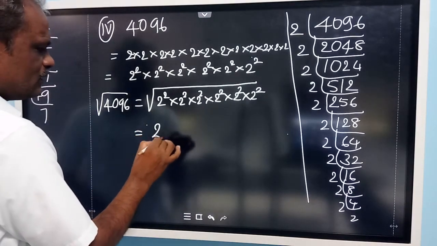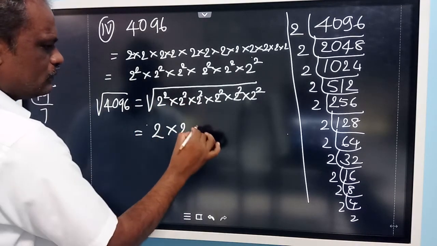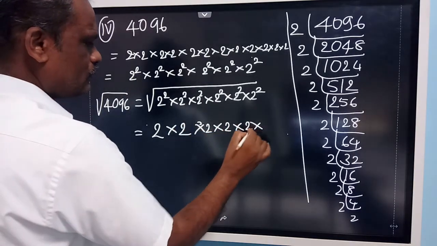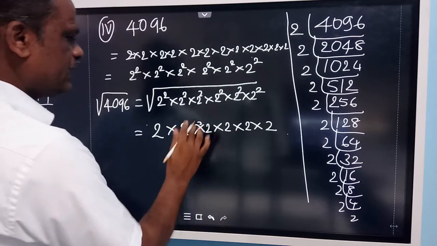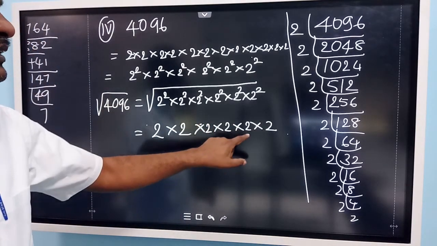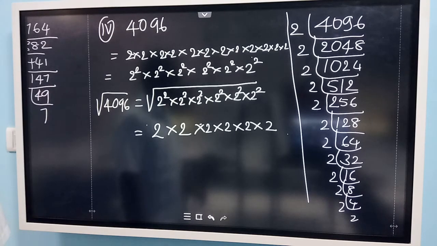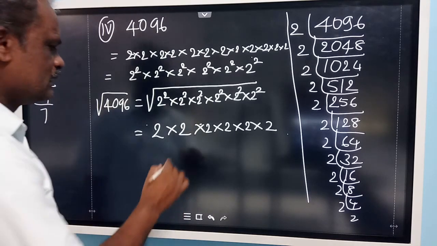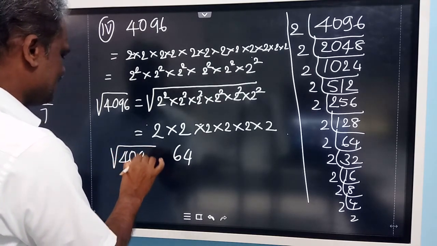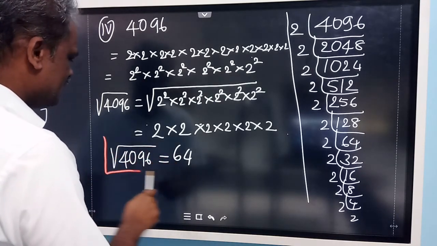It will become 2. This will become 2. Then this will become 2. All numbers will become 2 only, 6 times. Multiply this one: 2 2s are 4, 4 2s are 8, 8 2s are 16, 16 2s are 32, 32 2s are 64. Square root of 4096 is 64. Is it clear to all of you?